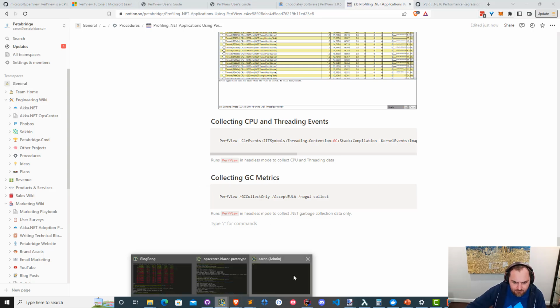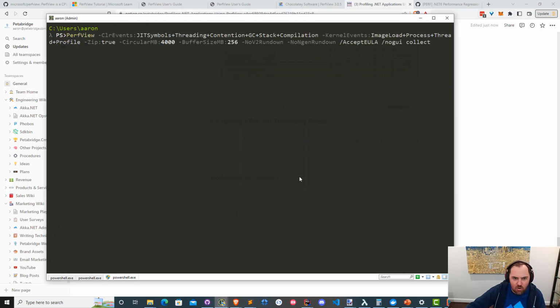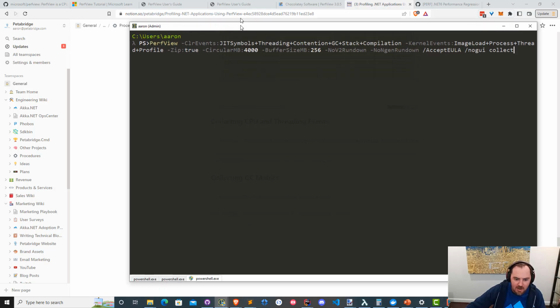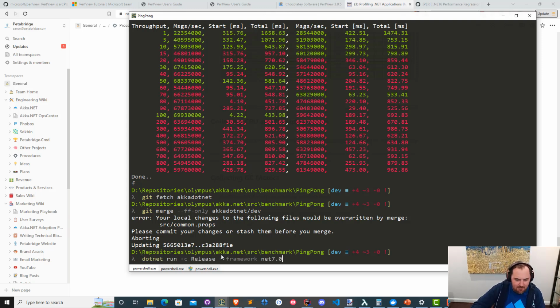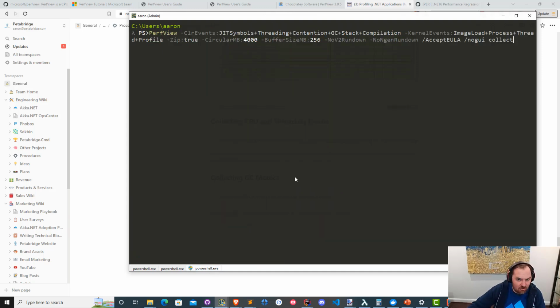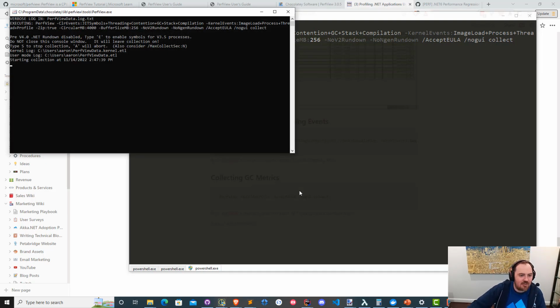So I'm going to paste this command into my terminal here. I'm not going to explain what all this does, but long story short, I'm using a circular buffer to make sure that the amount of memory that PerfView uses to store data doesn't exceed 4 gigs. So I've got that set up in my administrator prompt here. And in my other prompt, I'm going to key up my actual benchmark. This should run my .NET 7 version of our in-memory ping pong benchmark without profile guided optimization turned on. And we want to compare PGO versus non-PGO, so we're going to have to gather 2 sets of benchmarks.